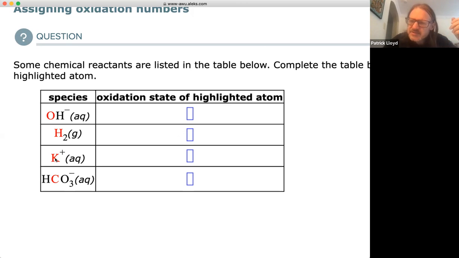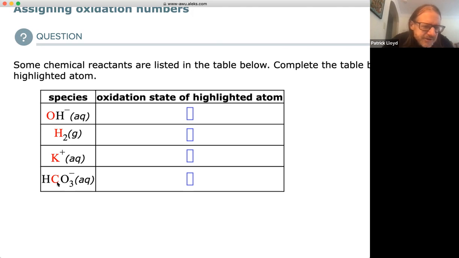This is potassium, K+. It's a monatomic ion, right? One atom. That's what monatomic means. One atom ion, monatomic ion. This is called a potassium ion, right? It's an essential nutrient, a micronutrient for us. So potassium ion, K+, monatomic ion. What's the charge? +1, right? So your oxidation number would also be +1.